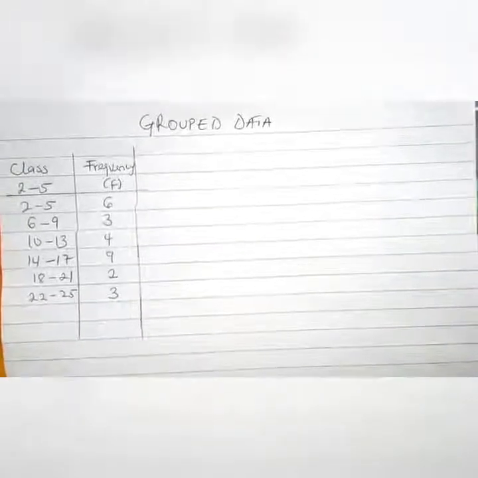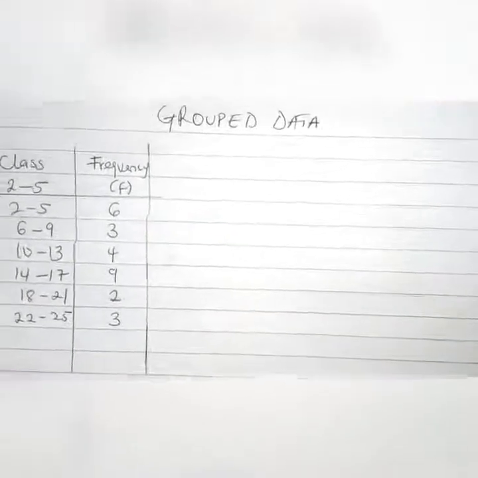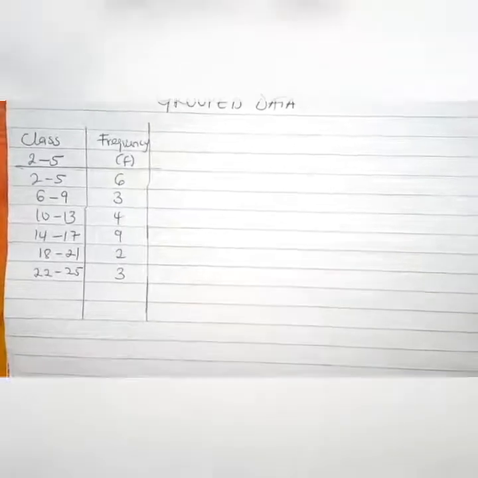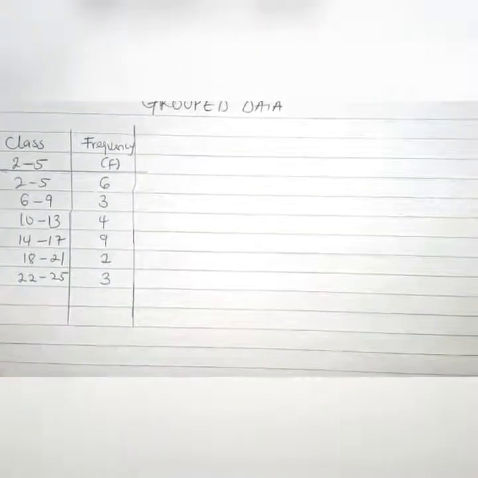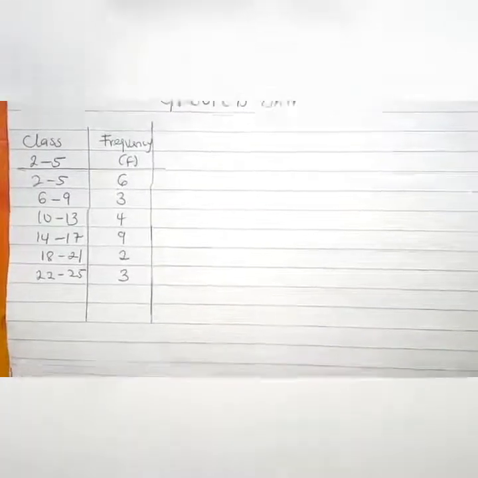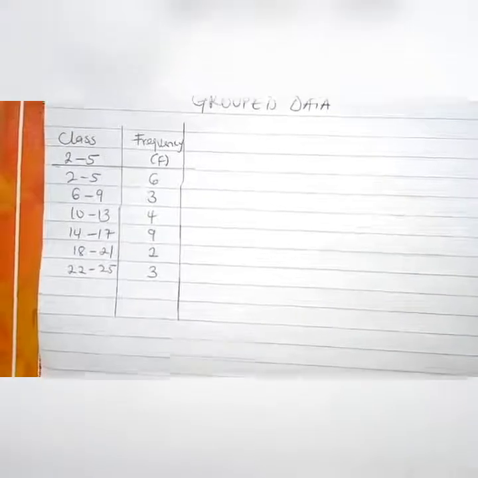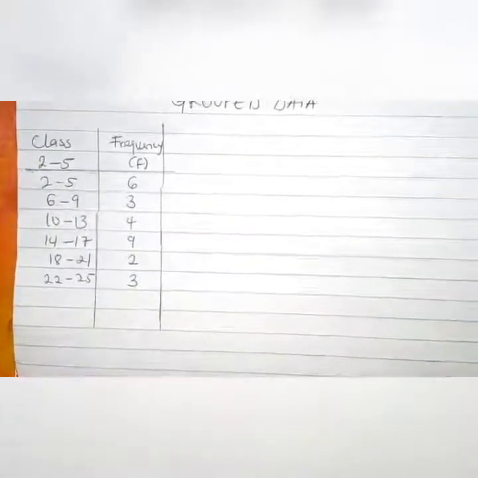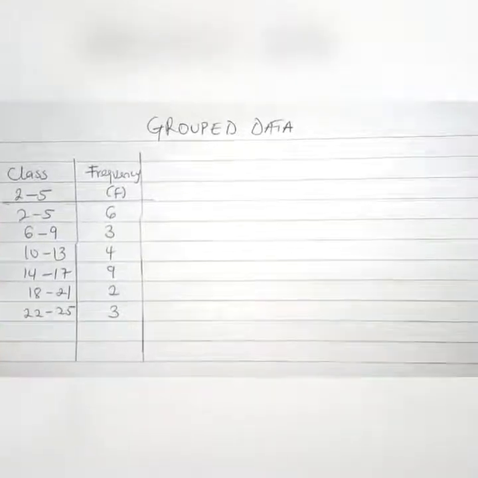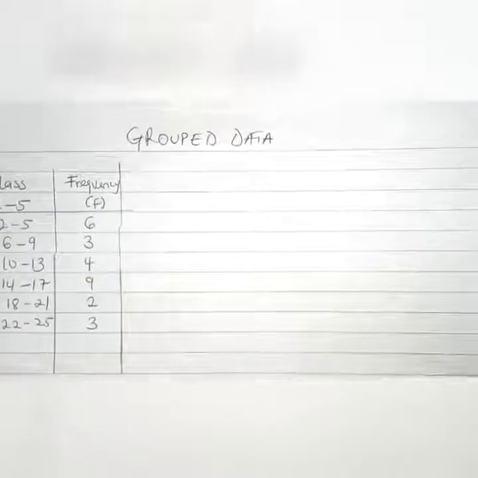Today we'll be looking at statistics, and we'll be looking at grouped data in statistics. We'll be looking at how to get the mean, the median, and the mode of grouped data. So let's move. Assuming this is the class interval of a certain class in a certain school, and this is the frequency we generated for this class. So we have to look for the mean, the median, and the mode.